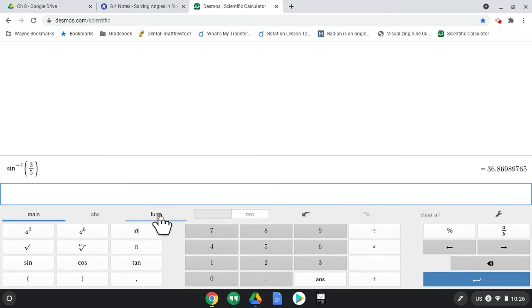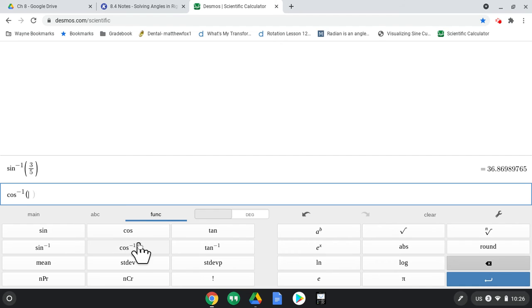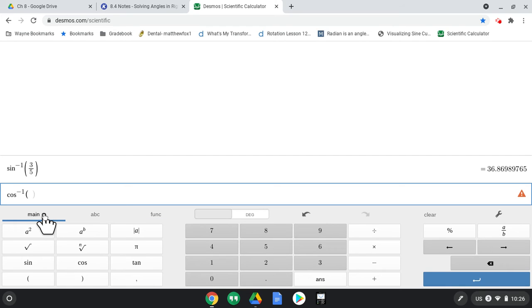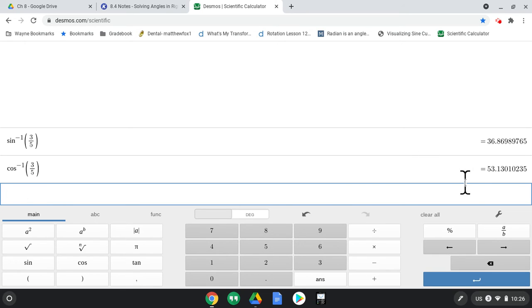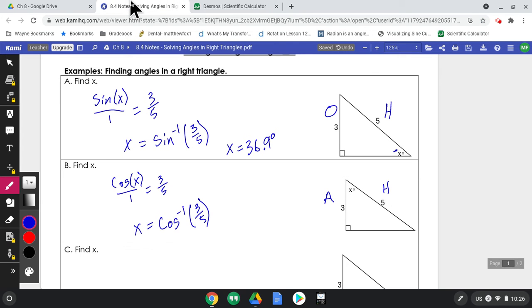So once again, come here, go to function, hit that, switch it back to the main, and you can do 3 divided by 5, close it, we hit enter. If we round to 1 decimal place, 53.1. Okay, so 53.1 degrees.